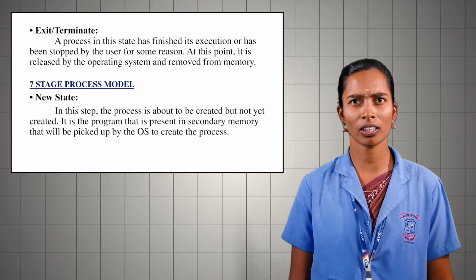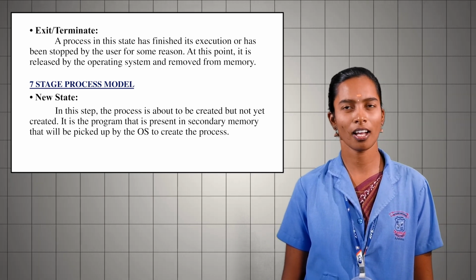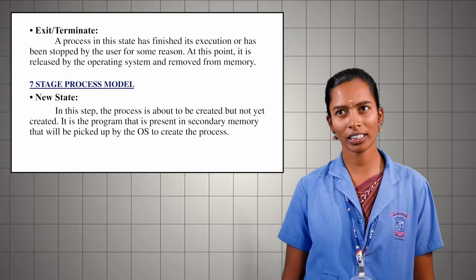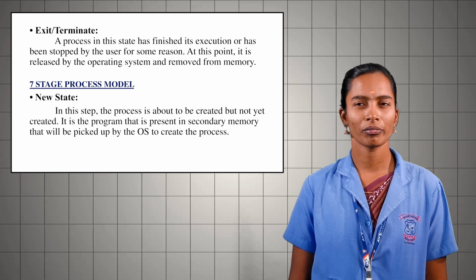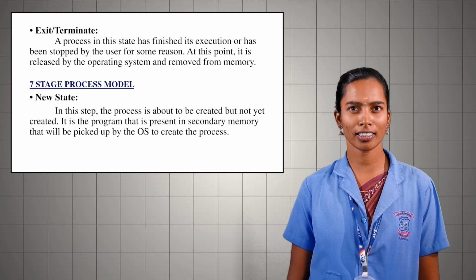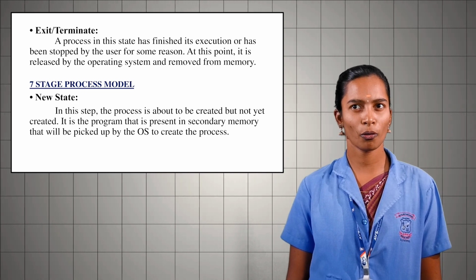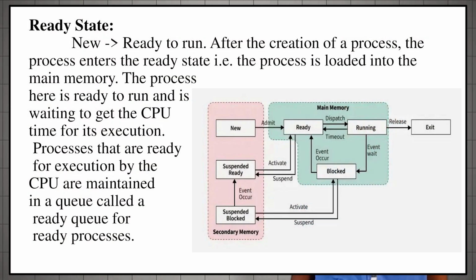The seven-state model is different from the five-state process model. First one, new state. This is the step where the process is about to be created but not yet created. It is a program present in secondary memory that will be picked up by the OS to create a new process. Next, ready state.